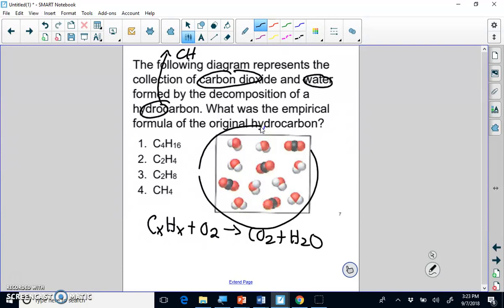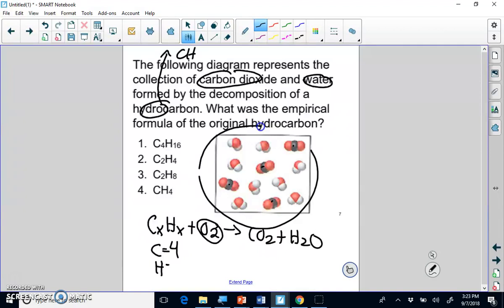Now, just so you know, in general, carbon is represented as black, hydrogen is white, and oxygen is red. So we're just going to do the same thing. Remember, this doesn't have any oxygens. You don't have to worry about the oxygens here. The oxygens are coming from here. So let's count the carbons. We have 1, 2, 3, 4 carbons.